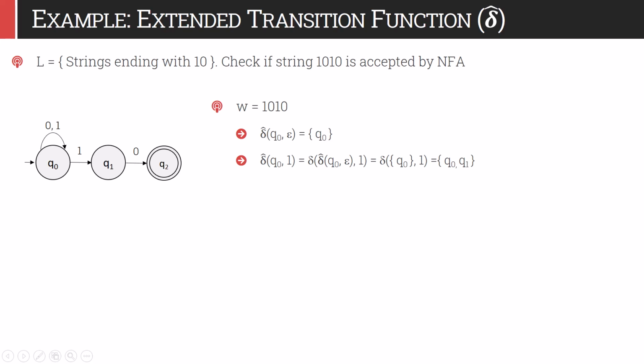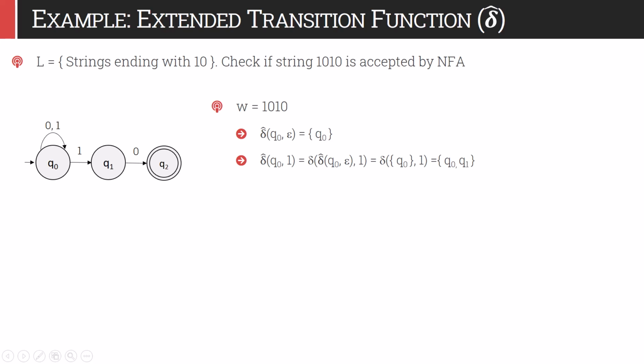So we now have delta of Q0 comma 1, and if we look at the diagram, this is a normal transition function. If we read input 1 from state Q0, then we move to states Q0 and Q1. So that is the output of delta hat of Q0 comma 1.